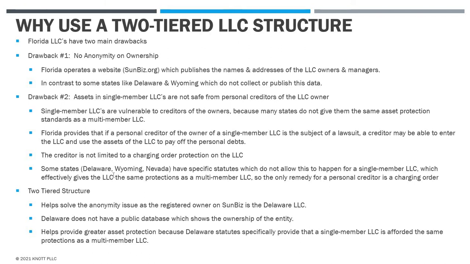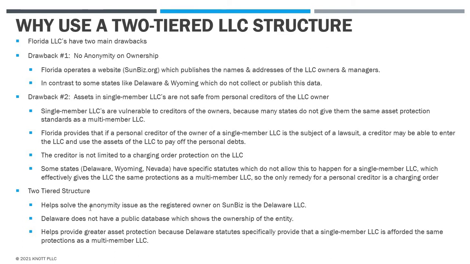Now some states, right, Delaware, Wyoming, they have statutes which specifically do not allow this to happen for single-member LLCs. So what they have done is they said, well, if you have a single-member LLC in Delaware, you're going to get the same asset protection that's afforded to a multi-member LLC. So the only remedy for a personal creditor is, again, that charging order protection. So these two main reasons are why that two-tiered structure works or is quite often necessary for somebody that might have, let's say, a Florida LLC.